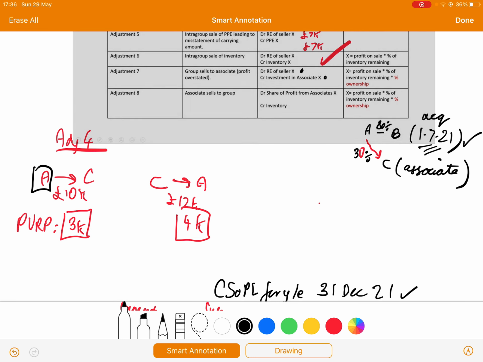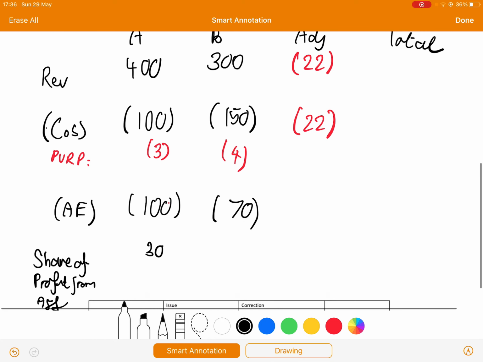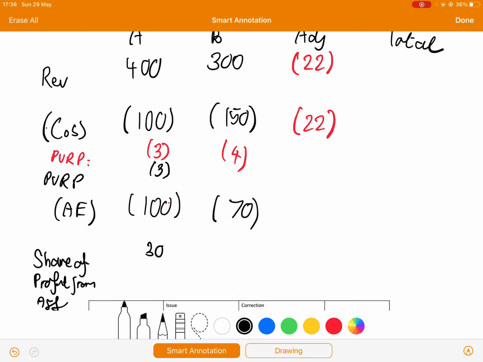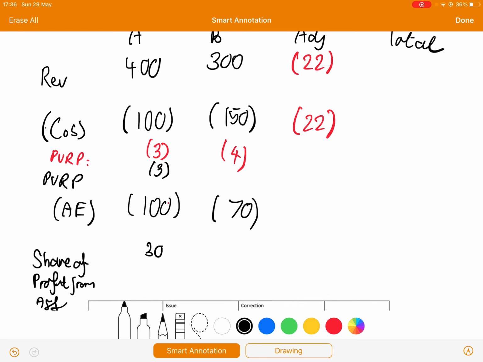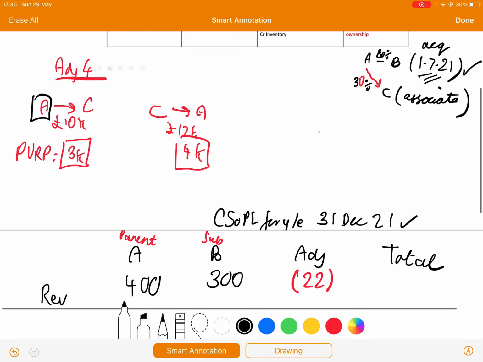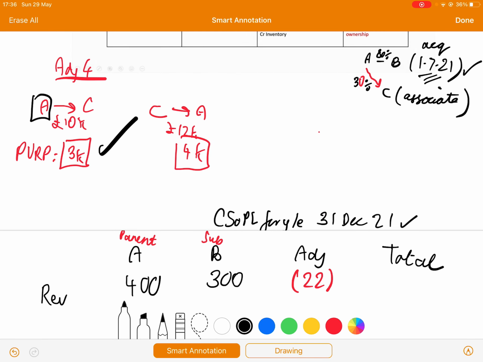So where do we put the 3k? We put it as an additional adjustment in the 3 column. You can put it under cost of sales or you can put it under admin expenses, I think. And people generally put it under admin expenses for perps. So that's us done. What about C to A?